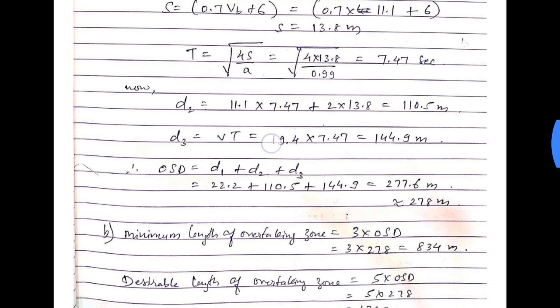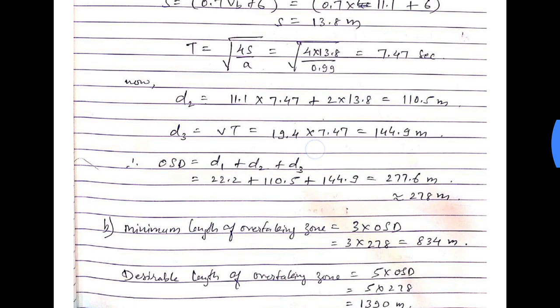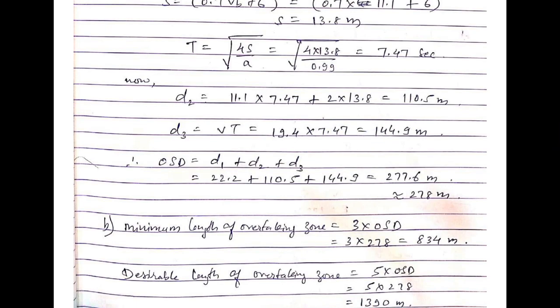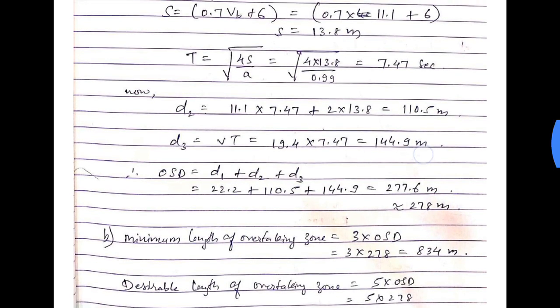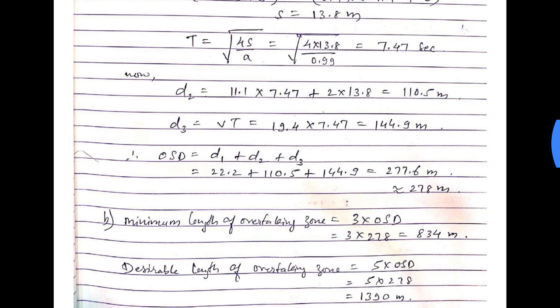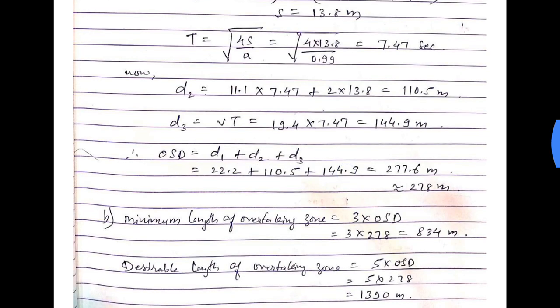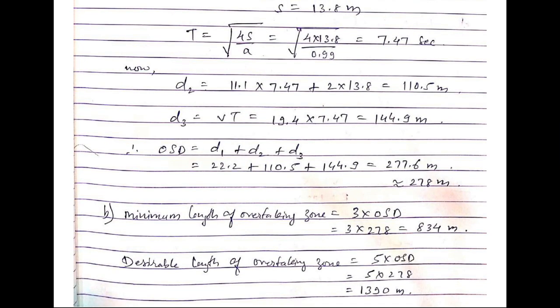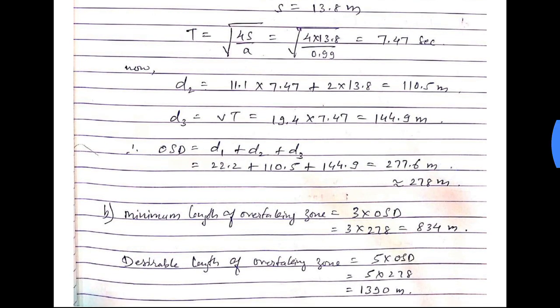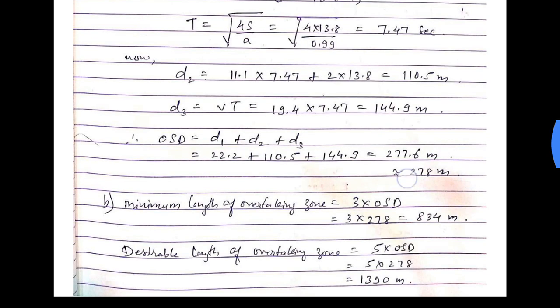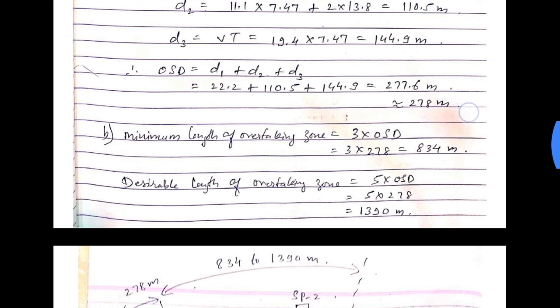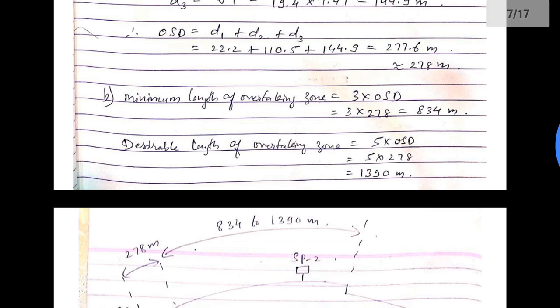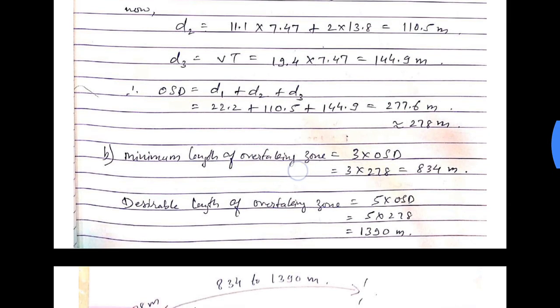D3 is capital V into capital T. Capital V is 19.4 meter per second and capital T is 7.47 seconds. Solving this we get 144.9 meters. So now we have the values of D1 plus D2 plus D3. Summing these values we get the total OHD for two-way traffic, that is 277.6, which is almost equal to 278. Now the next thing to find out was the minimum length of overtaking zone.